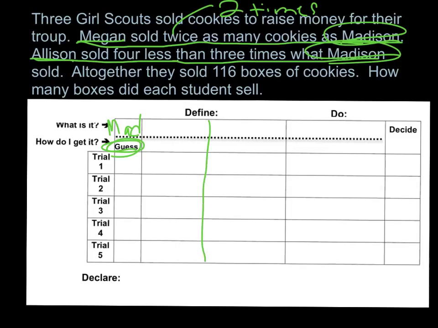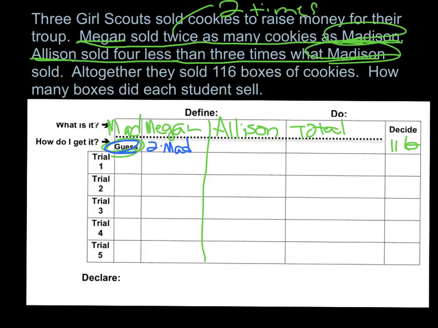I'm going to separate my other column there into 2 columns because I need a column for Megan and, excuse my handwriting, and we need a column for Allison. All right, and it tells us that the total is 116 boxes. So let's figure out how we get everybody's number of boxes. Well, remember Madison's we're going to guess. And then Megan, it says twice as many, so I'm going to do 2 times Madison. I would just write an M, but since Megan starts with an M too, I'll just write Mad. And then Allison's is 4 less.